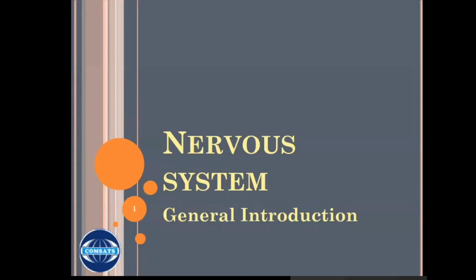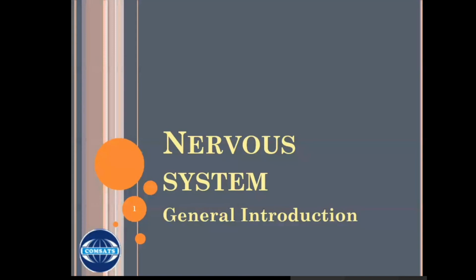Then we will also discuss different types of the nervous system based on different criteria. Right, so let's start today's lecture. This is the first lecture in this chapter, and in the second lecture next week we will discuss the action potential and nerve impulse transmission and synaptic transmission.